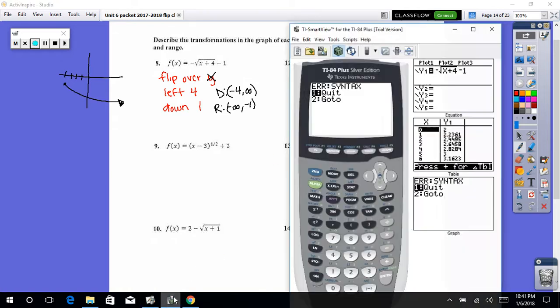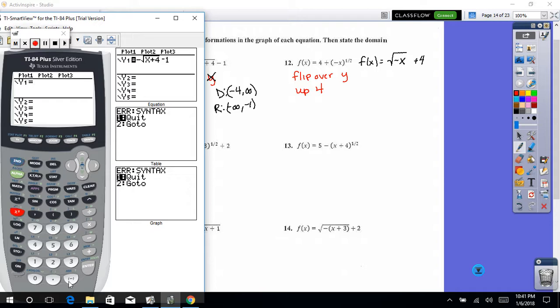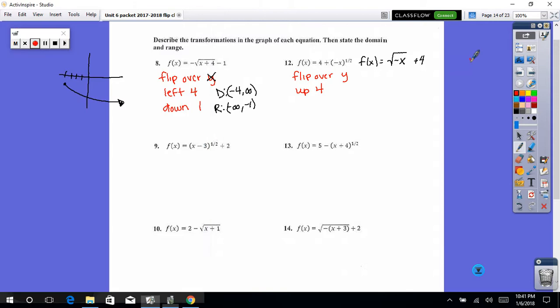Let's see if our calculator will do this one for us. If not, give up on the calculator and just sketch pictures on the side. So we have the square root, negative x, and then plus 4. And this one did it just fine. Okay, so again, here's what the picture looks like. Went up 4, and he flipped over the x, so he went this way.